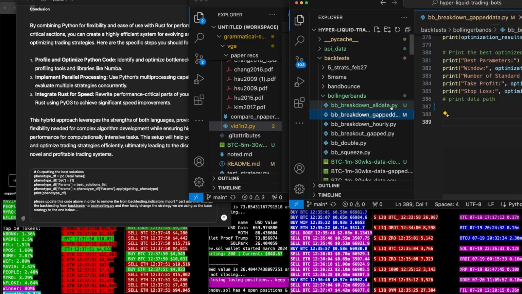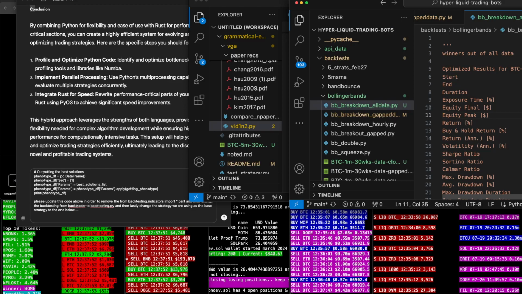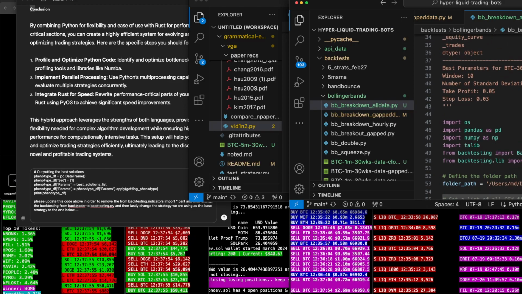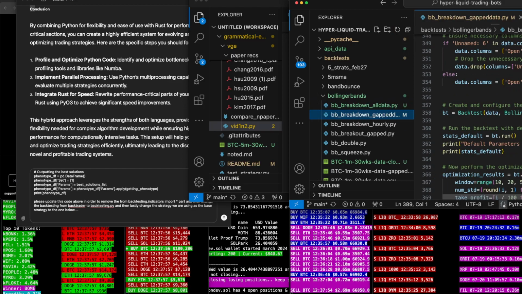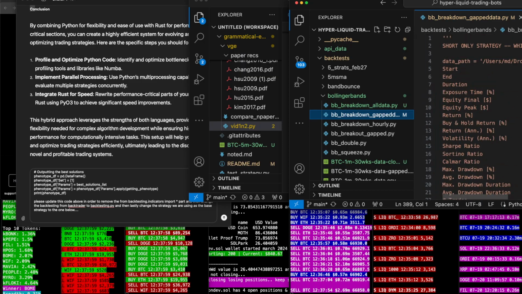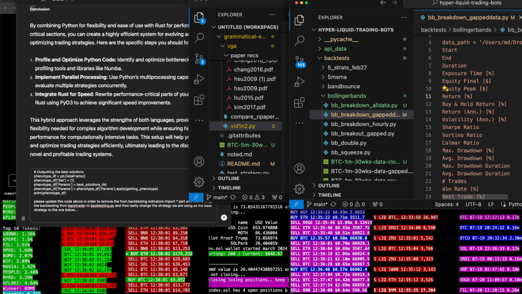Every single day. What is this? Break down all data. That looks like a 20% return. What's this breakdown? Gap data. 117% return.